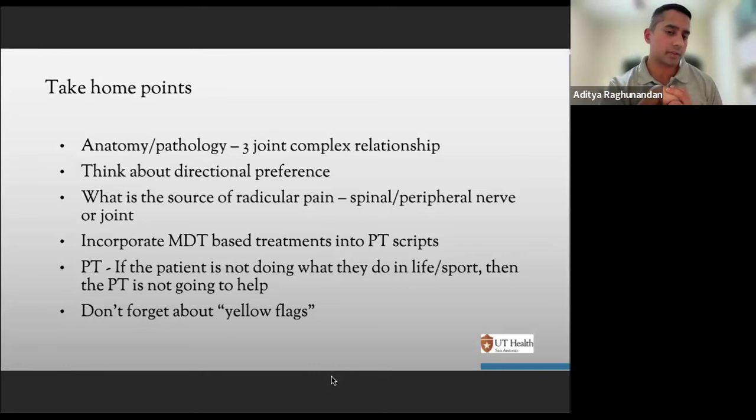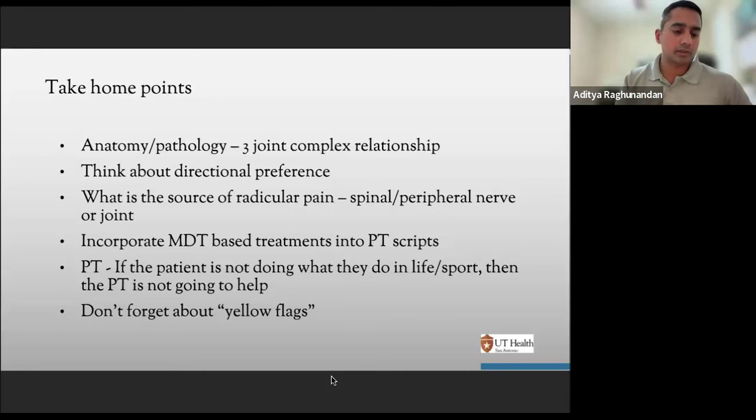What is the source of the radicular pain? So is it a spinal nerve, or is it something else that's causing this? Is it peripheral nerve entrapment? Is this a joint, like a facet joint, causing pain down the leg? Is it a hip? Hip can also give you radicular type pain down the leg as well. So think outside the box if it's not something clear cut as a spinal nerve.